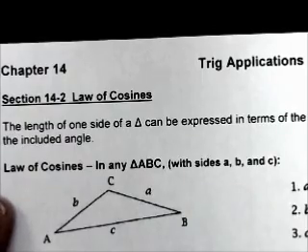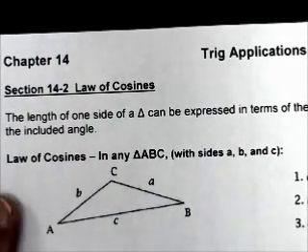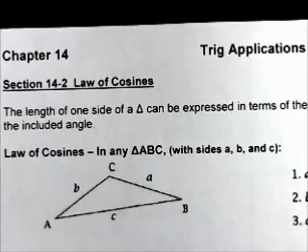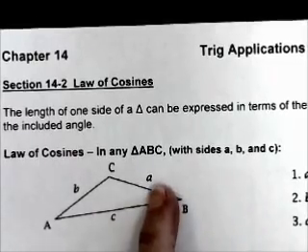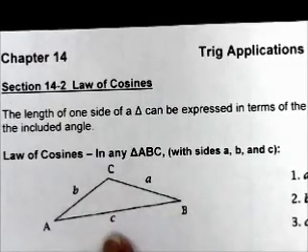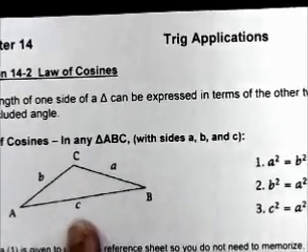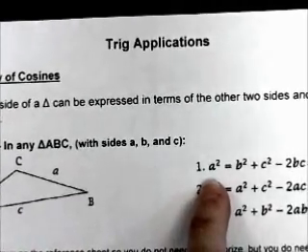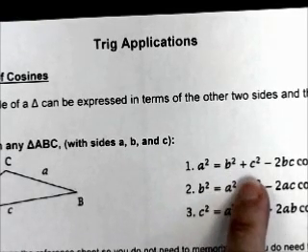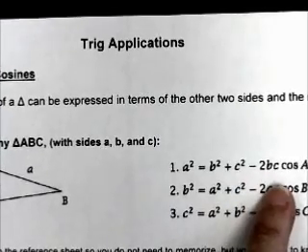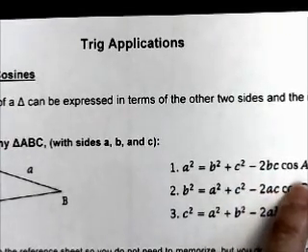The law of cosines is this. In any triangle ABC, with A, B, and C the vertices of the triangle, lowercase a is the side opposite angle A, lowercase b is the side opposite angle B, and lowercase c is the side opposite angle C. The law of cosines says this: lowercase a squared is equal to lowercase b squared plus lowercase c squared minus twice their product, 2 times b times c, times the cosine of angle A.